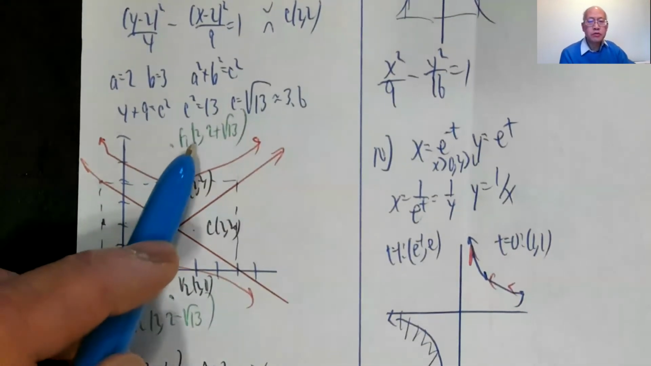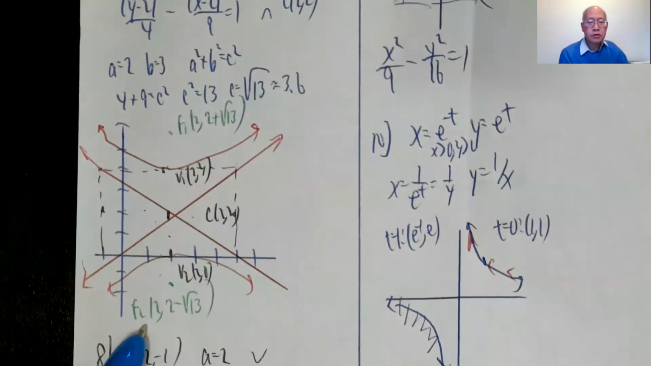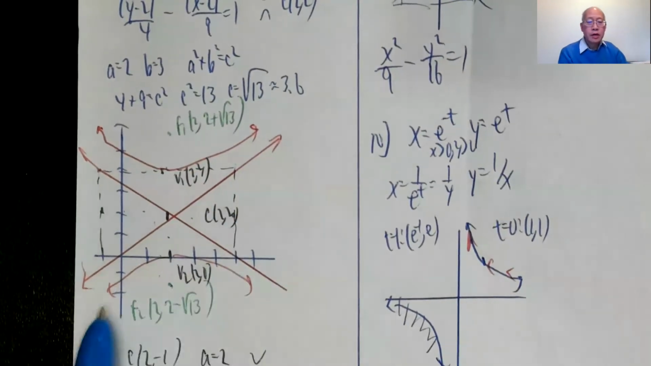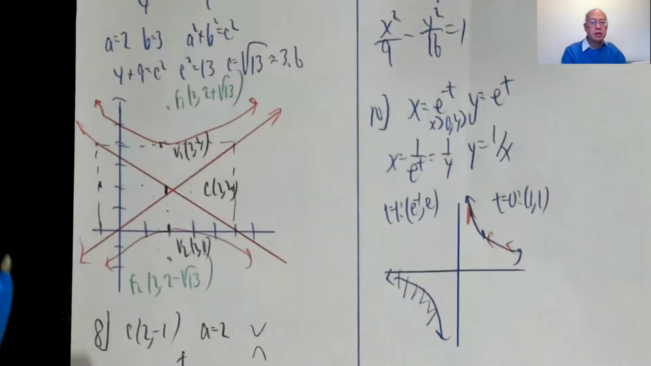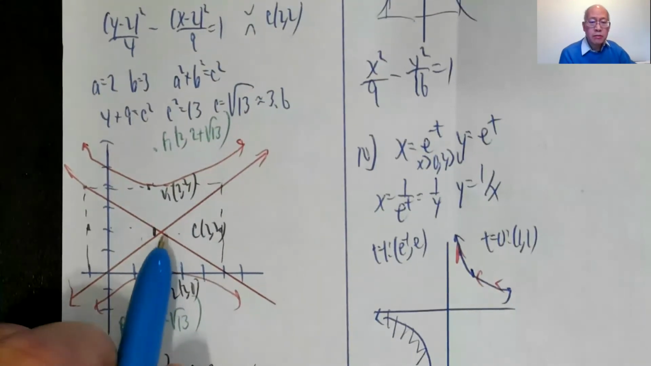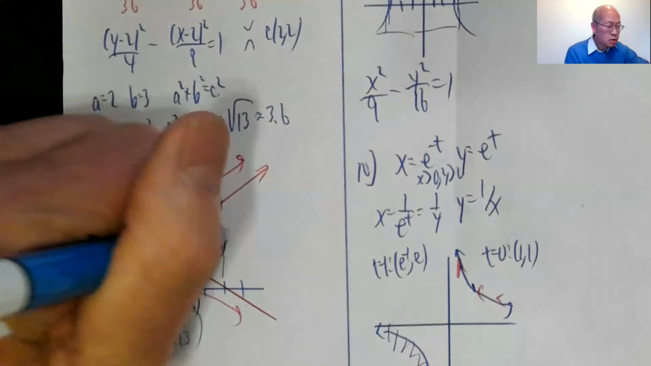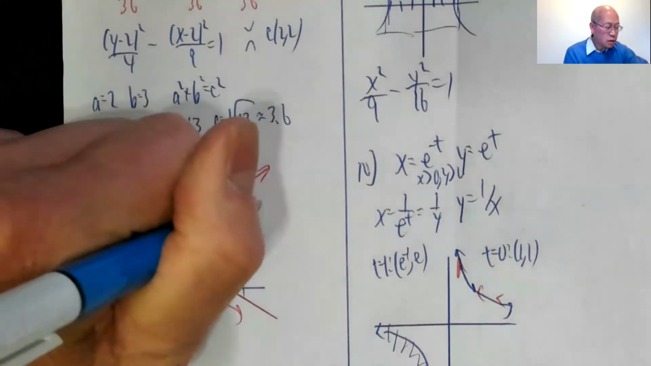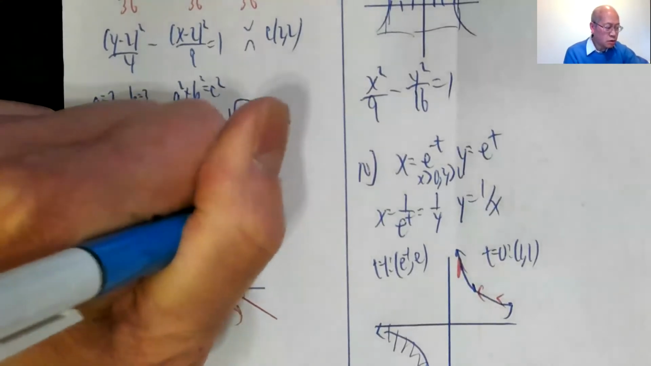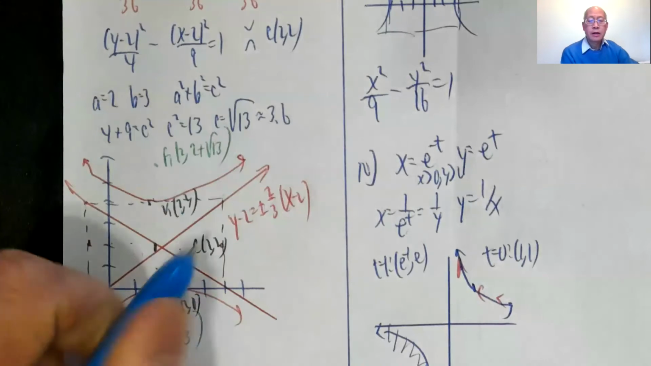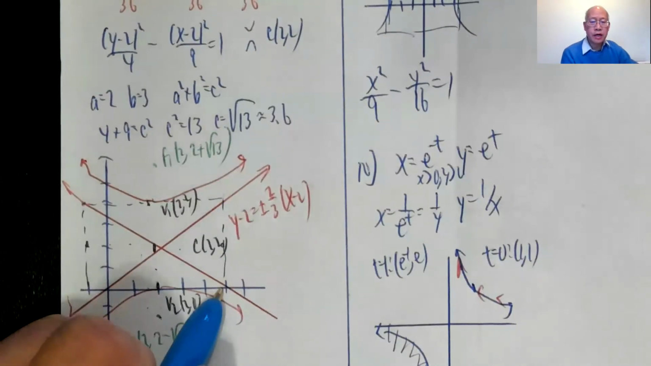Focus 1 is (2, 2 plus radical 13), focus 2 is (2, 2 minus radical 13). And here are my asymptotes. Okay, the slopes are plus or minus 2/3. The point is (2, 2). So y minus 2 equals plus or minus 2/3 (x minus 2). Okay, the positive is that one, the negative is that one.